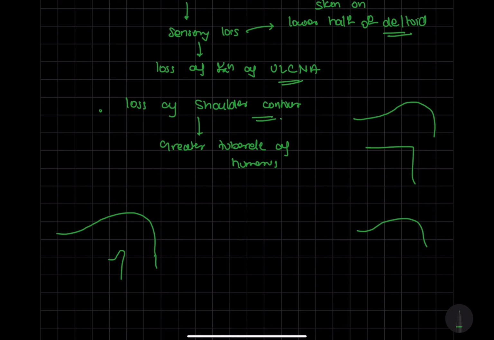In the case of axillary nerve injury, your deltoid muscle will atrophy. That is denervation atrophy. So it will become like this. This is your greater tubercle of the humerus, and this will be the scene. Now this greater tubercle of the humerus will become prominent.